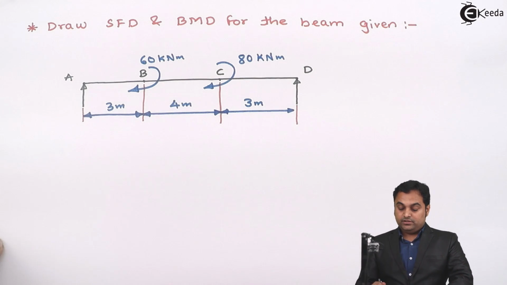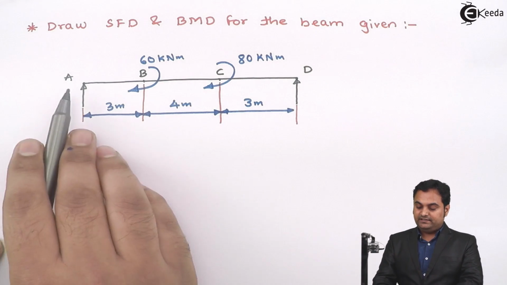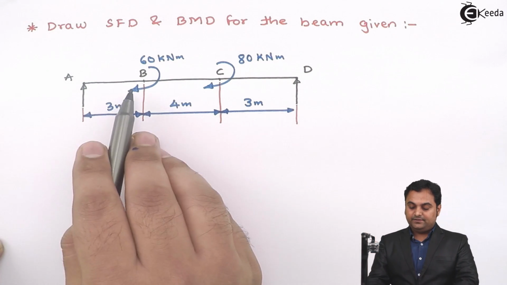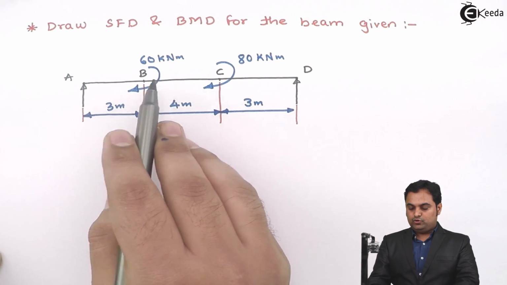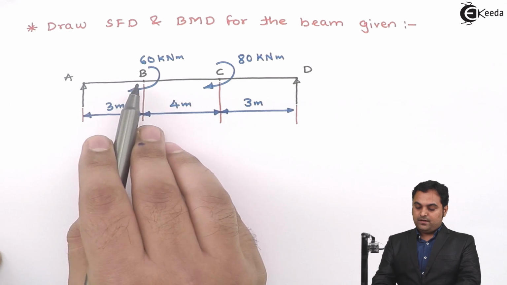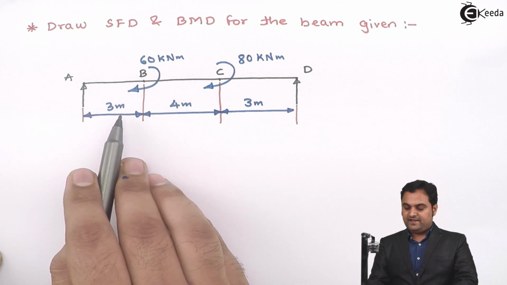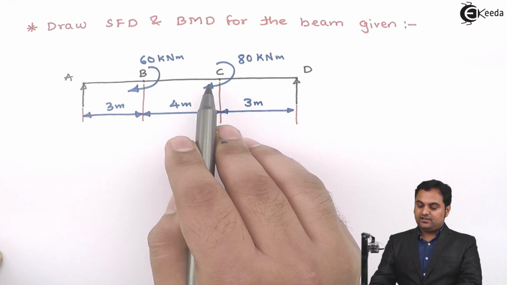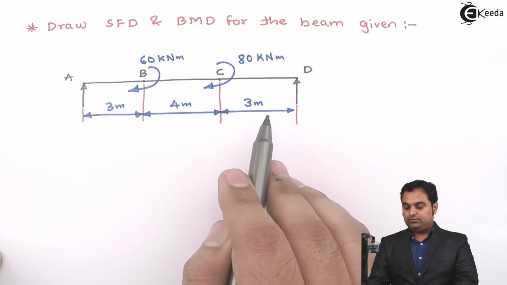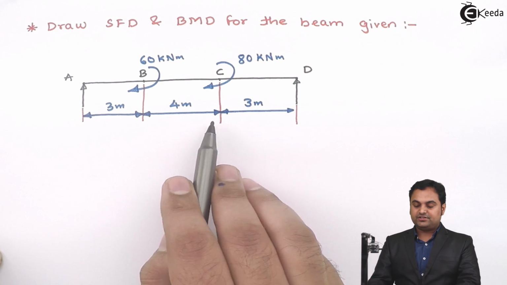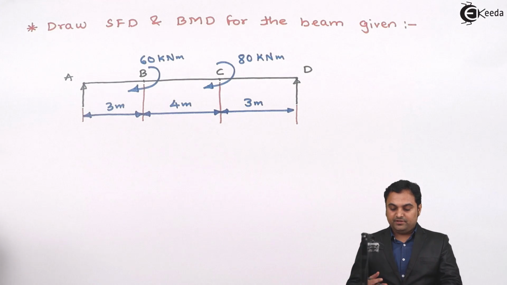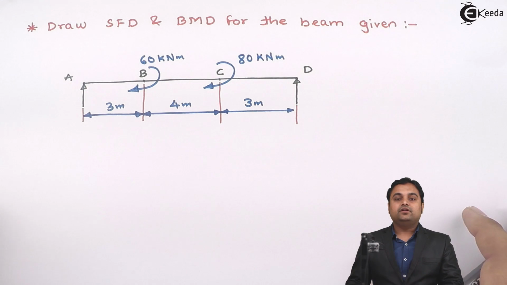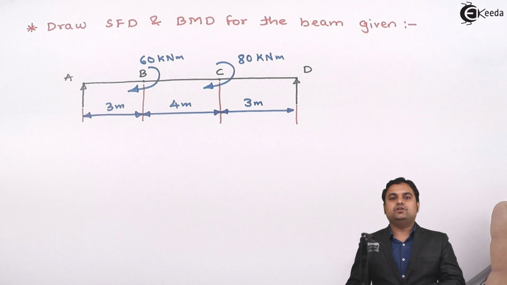Now if we see here, this beam is simply supported at A and D. Then at B there is a couple acting whose value is 60 kN meter located at 3 meter distance from A. Next, at C there is a couple of 80 kN meter located at 3 meter distance from D. Now for such a beam we have to draw SFD and BMD. The first step would be calculation of support reactions.